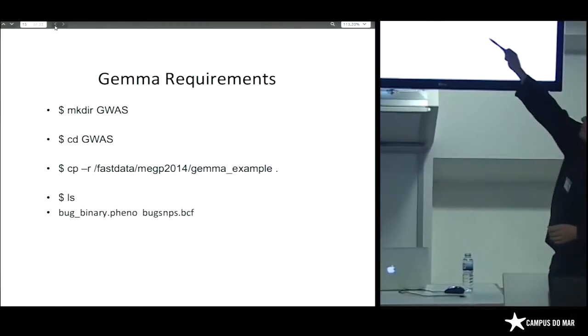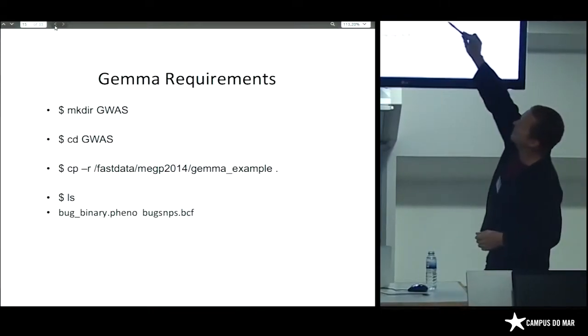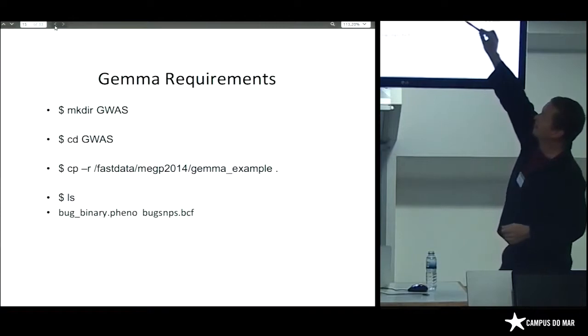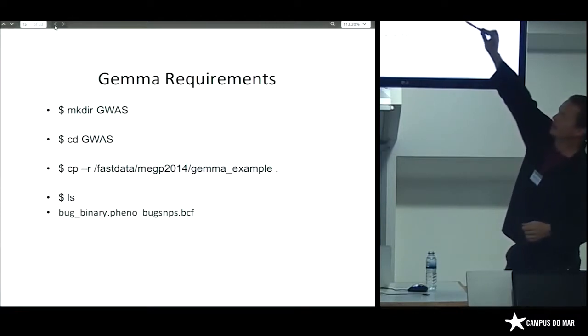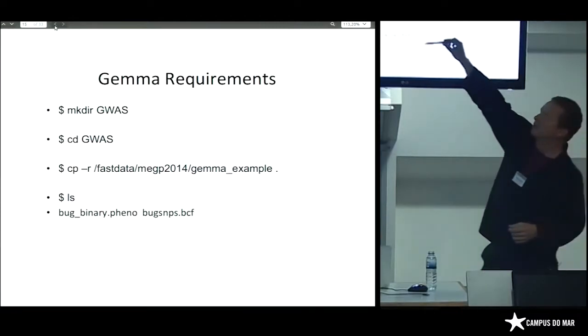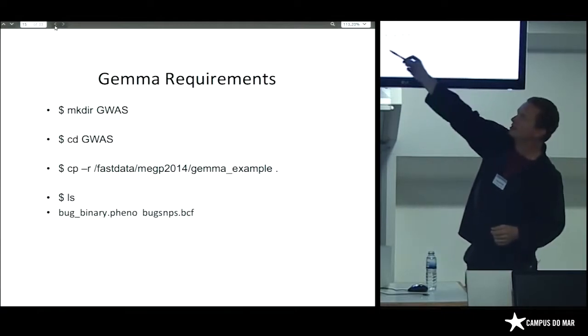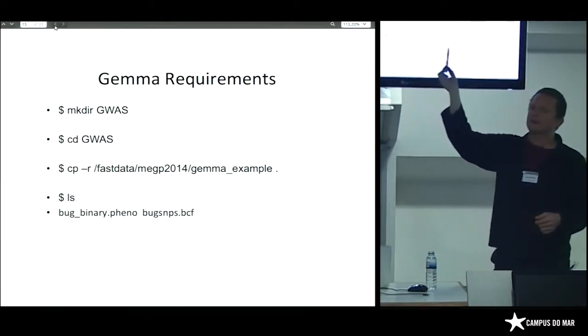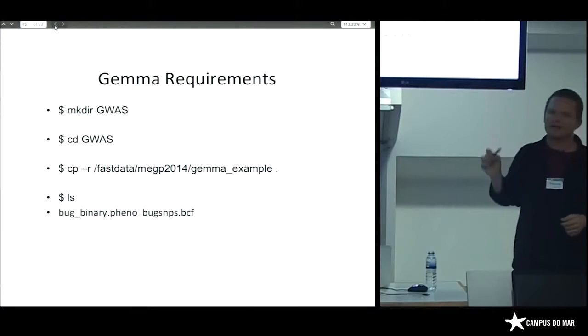We don't actually need to make a GWAS directory. We've basically just gone straight to this bit, straight from our fast data thing. So that's the line of code that you should have run. And if you list what's in that directory, you should have these 2 files and a copy of the PDF, but the PDF you don't actually need.